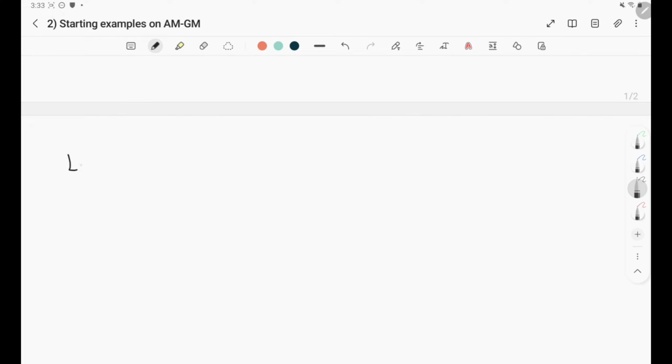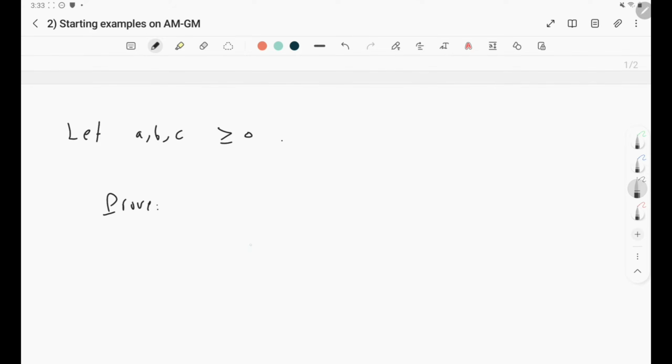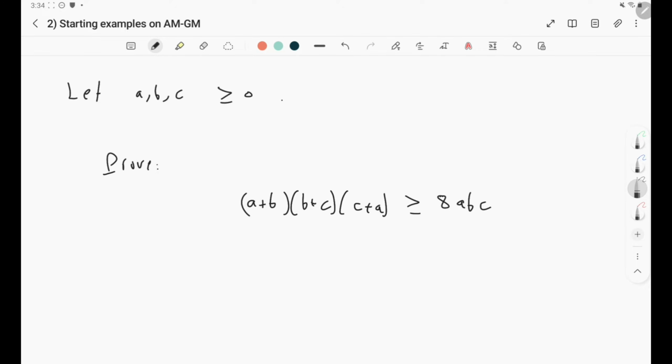Okay, now we've got 3 numbers that are non-negative, and they're telling us to prove the following inequality. So here we don't have a condition. A plus b times b plus c times c plus a is greater than or equal to 8abc. Okay, let's see how we can do that. First of all, I really want you to think about this yourself. You should be able to solve it.